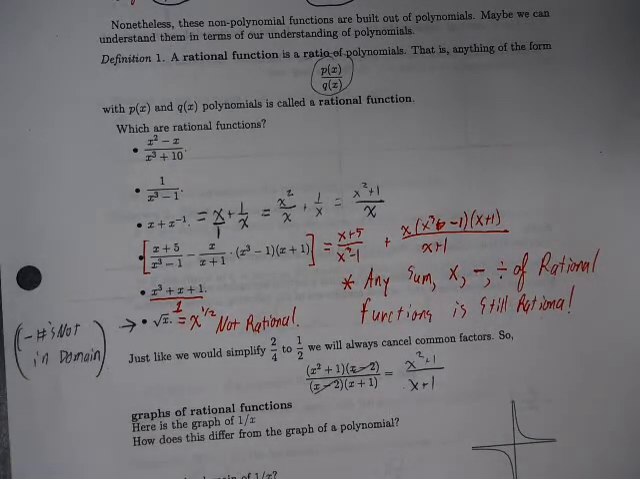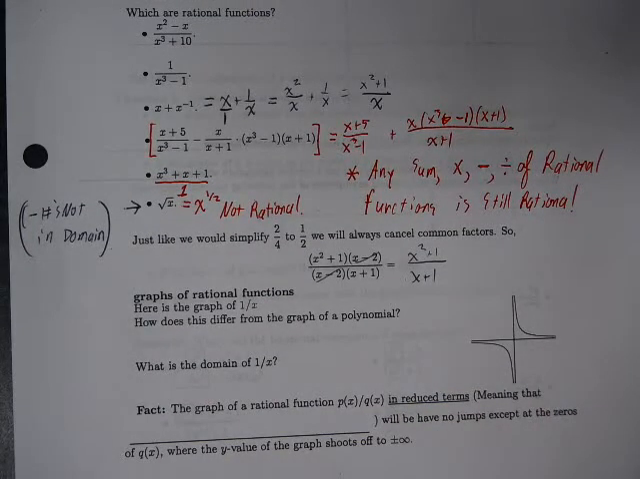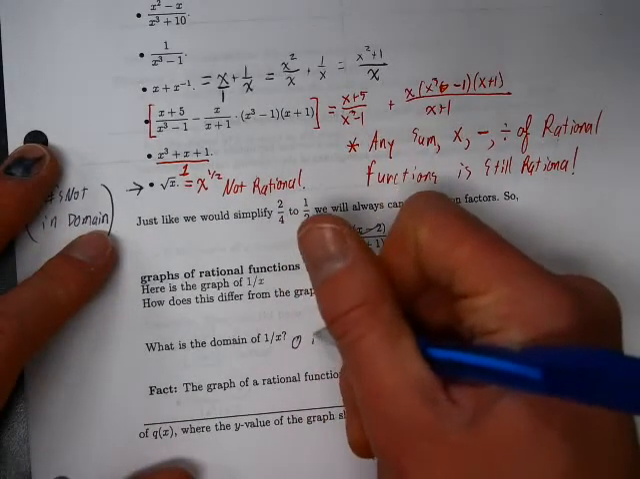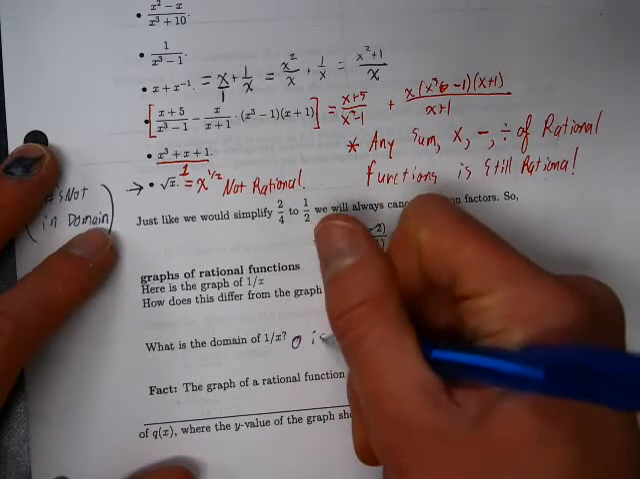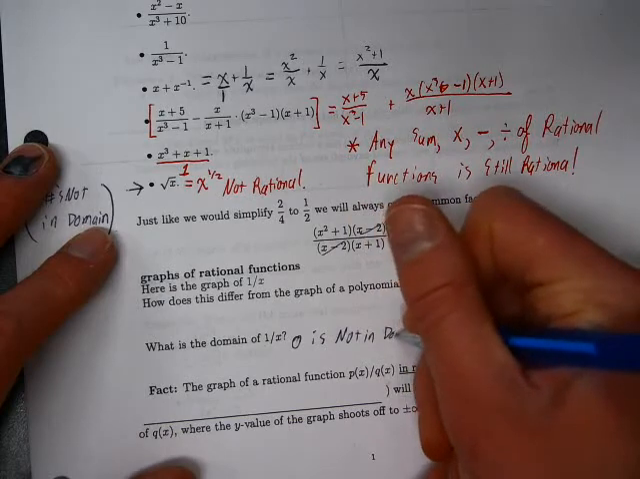So we've seen 1 over x before, and there is the graph of 1 over x. What is not in its domain? What thing can you not divide by? 0. The only thing not in the domain is 0.